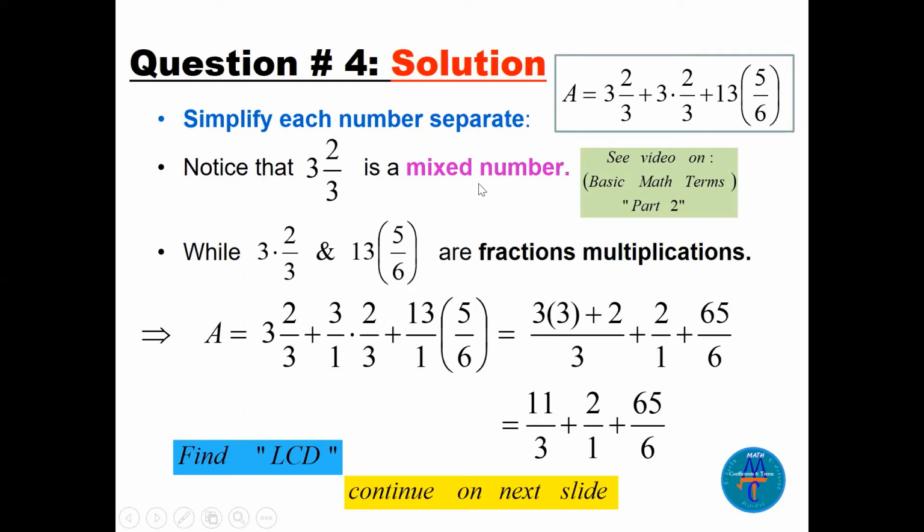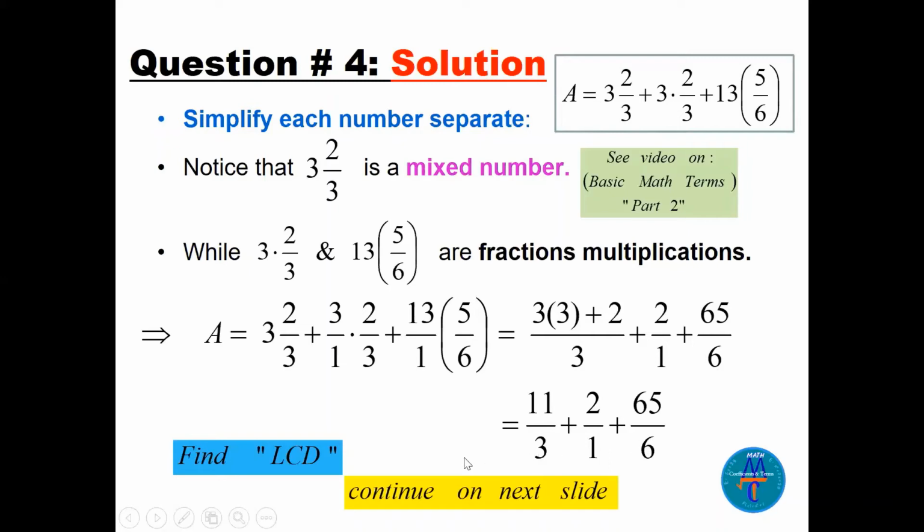While the second and third, 3 times this and 13 times this, are fraction multiplications. Just 3/1 times 2/3, 13/1 times 5/6. Multiply the numerators, multiply the denominators. And here we can cancel, you see that? So that's 2/1 in the middle. The last one will be 65/6, a big number. Just leave it now. So when you simplify the 3 terms, see in A we have term 1, term 2, term 3: 11/3 plus 2/1 plus 65/6.